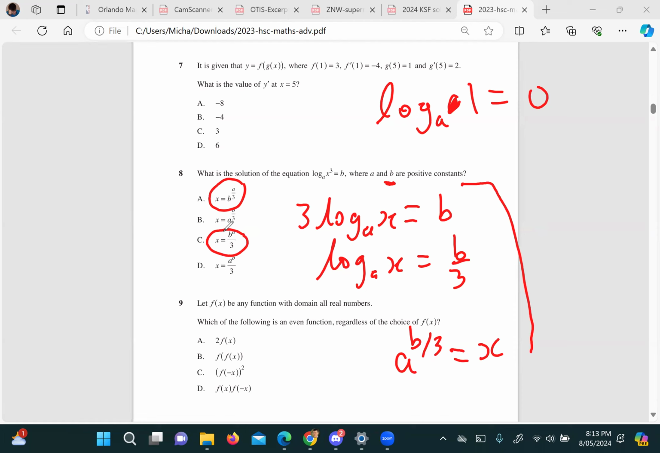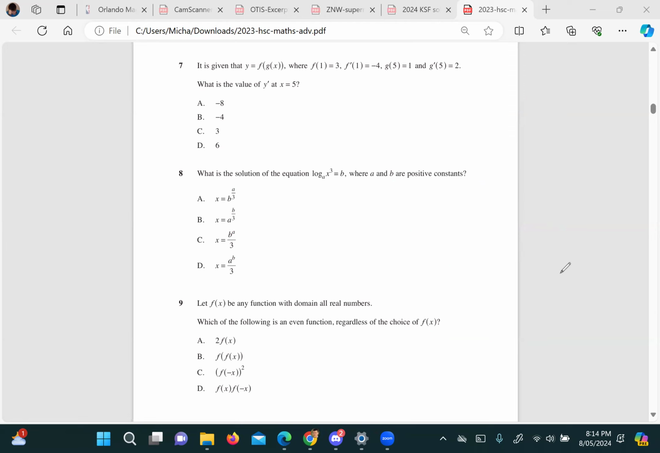So then you're down to whether it's a to the b on 3 or a to the b on 3. Yes, you could try to sub in values again to try to figure it out. So there's definitely ways to do the question without fully knowing how log works, but we'd prefer to fully know how log works. Okay. What about question 9?